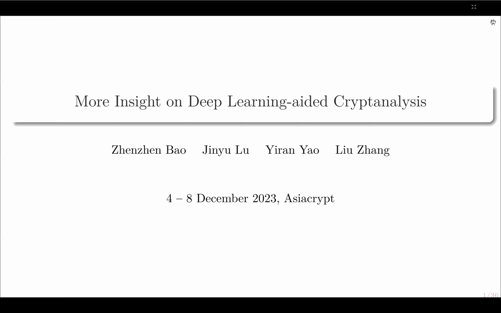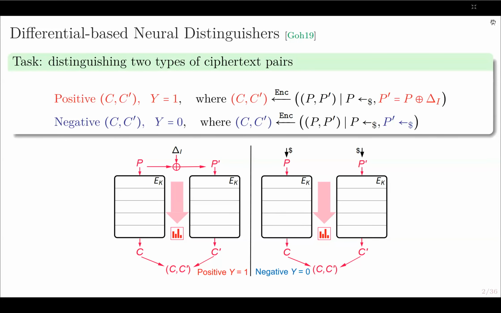Hello everyone. This work is explaining deep learning with cryptanalysis. In Crypto 2019, our group proposed the neural distinguisher, and they achieved novel results in differential neural cryptanalysis. The neural network is trained to distinguish two types of ciphertext pairs. One type corresponds to plaintext pairs that have a specific input difference, and another type corresponds to randomly selected plaintext. So it can be seen that this neural network is trained with differential cryptanalysis in mind.